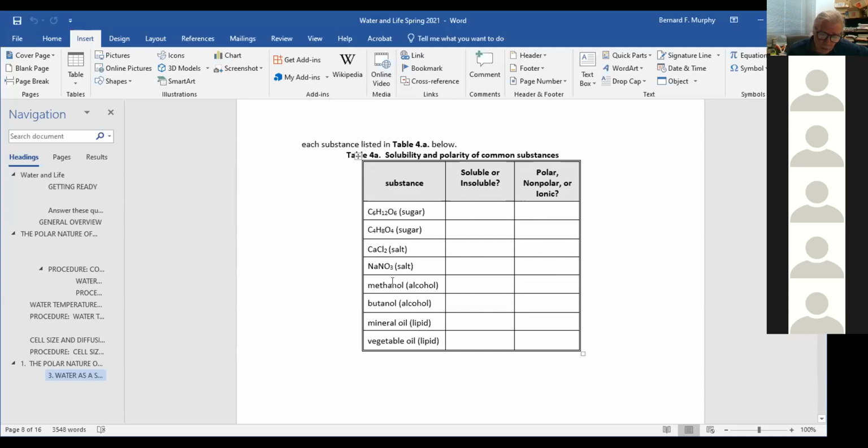And you've got two alcohols. Remember, all alcohols have hydroxyl groups. Hydroxyl groups, polar covalent bonds, so they're going to dissolve. So all alcohols will dissolve in water, and so they're polar. And of course, we get down to the two oils, insoluble, and so they're nonpolar.